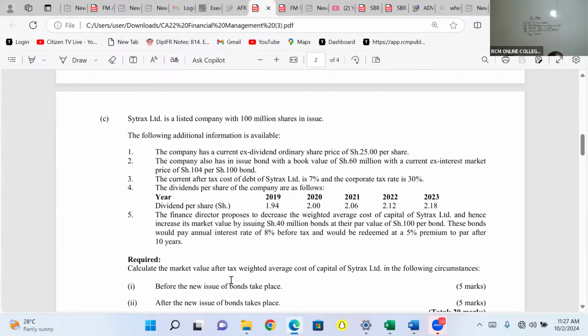Calculate the market value of Co Limited in the following circumstances, before the new bond issue takes place. So before note number 5, using information 1, 2, 3, and 4 to give us the WACC. Remember, it's only note number 5 which is talking about issuance of a new bond. So they want us to give them WACC using notes number 1, 2, 3, and 4. Then how do we do that?